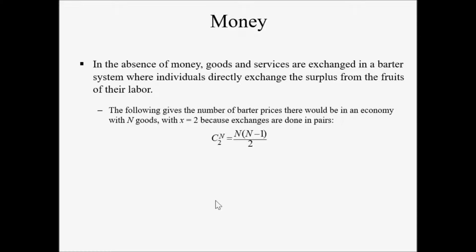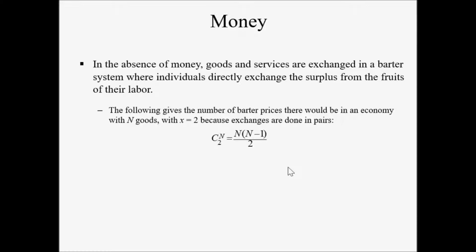Suppose there's a four-good economy where one guy produces televisions, one guy produces laptops, one guy produces potatoes, and the last person produces coffee. According to this equation, that four-good economy would need 4 times 3 divided by 2 prices. So 4 divided by 2 is 2. 2 times 3 is 6.